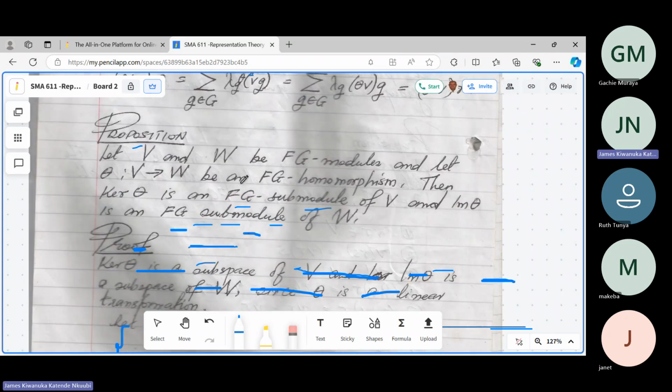So here's a proposition. It says the following: if V and W are FG modules, and we have an FG homomorphism, remember, it must be a linear map, and it must preserve the action of the group on the vector space V, then the claim is that the kernel of this map will also be an FG submodule of V.